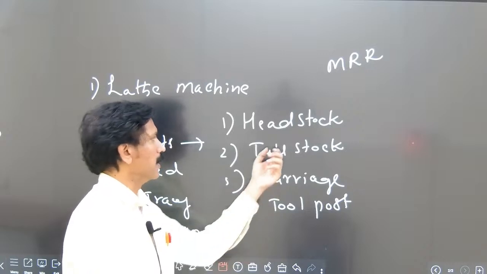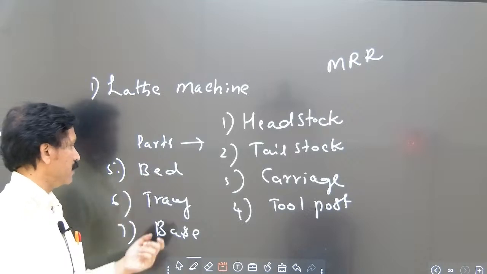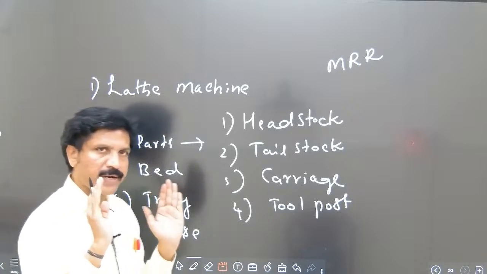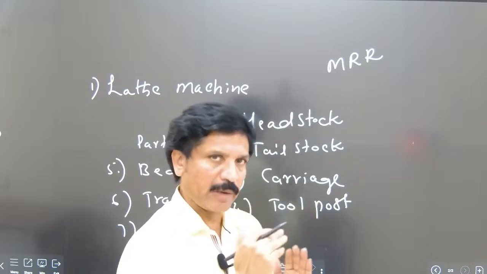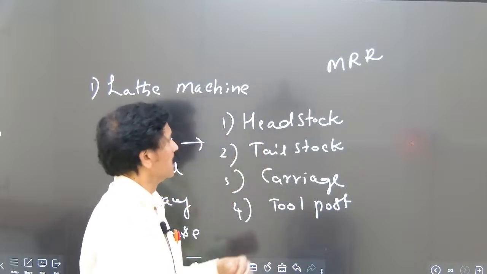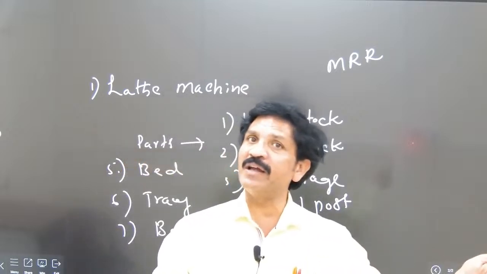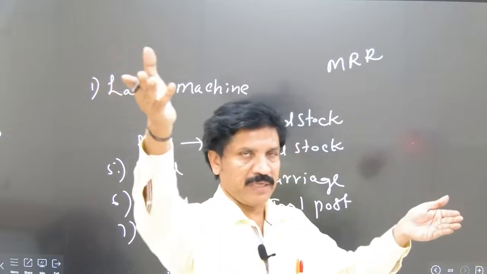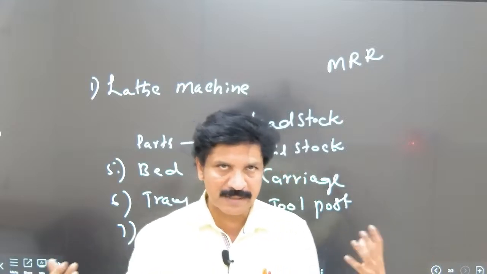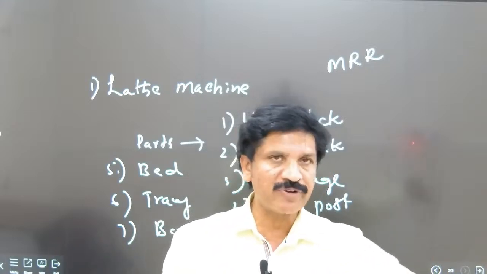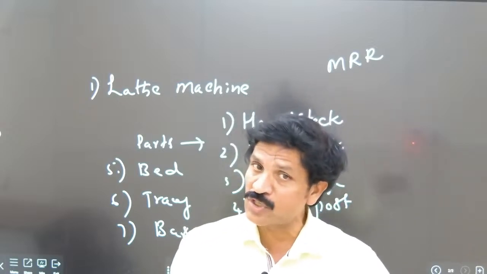Headstock, tailstock, carriage, tool post, bed, tray and base. These are the important parts observed on the lathe machine. I will explain with a schematic diagram later. Sketch. So headstock is always observed at the left side of any kind of lathe machine. It is fixed at the left side. That means if the operator stands just like my position, the left side is always the headstock position.